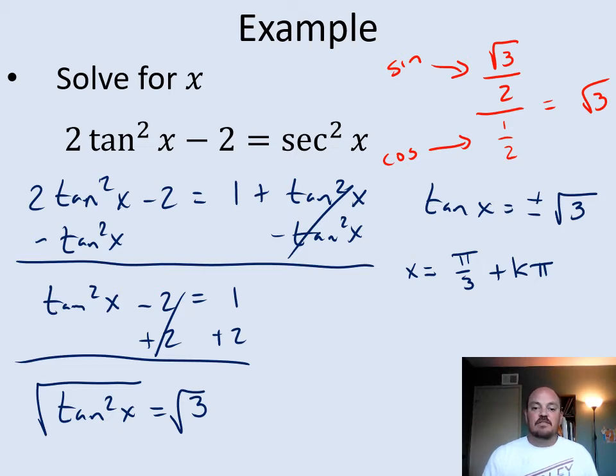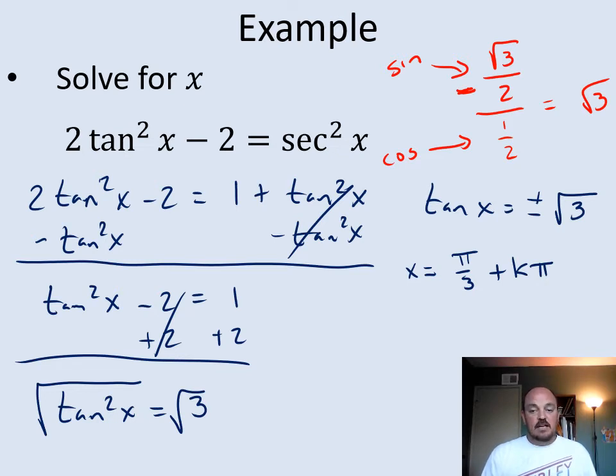Now the second half of this question says, what if it was negative radical 3? What if tangent x is negative radical 3? Now that can happen when either one of these, sine or cosine, is negative. It actually doesn't matter which one you choose. Let's say it was the top one. Let's say I put a negative right there.